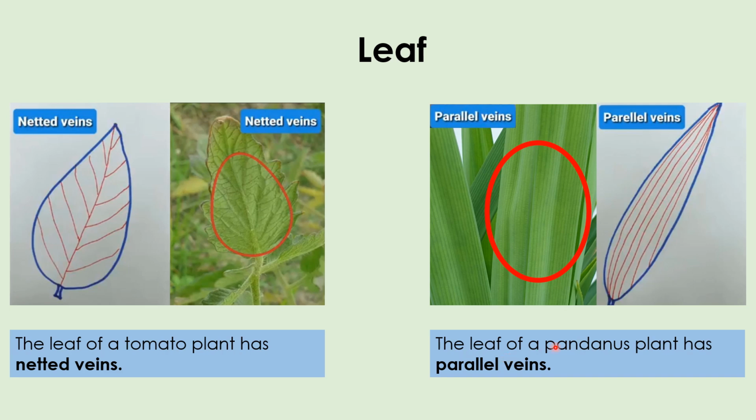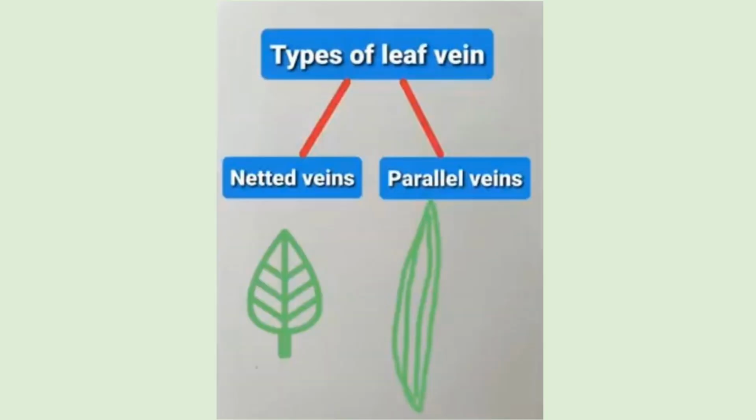The leaf of a pandanus plant has parallel veins. Look at this picture. This is a leaf of pandanus plant. It has parallel veins. Look at the veins. It arranged parallel throughout the leaf. So there are two types of leaf vein. There are netted veins and parallel vein.